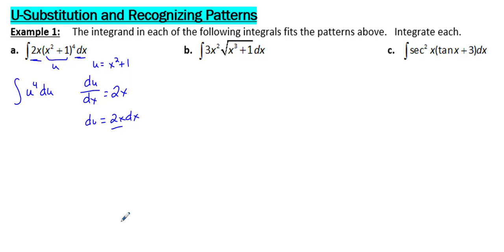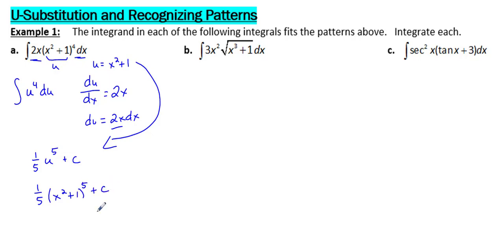Questions on this so far? This is a lot easier to antiderive, right? Okay. What would that be? U to the 5th times 1/5 plus c. And guess what's the last step? Yeah, sub it back in. Let's take that u, sub it back in. 1/5 x squared plus 1 to the 5th plus c.